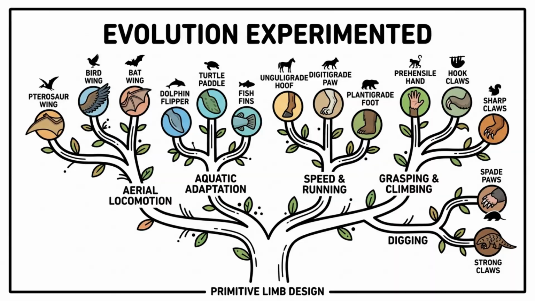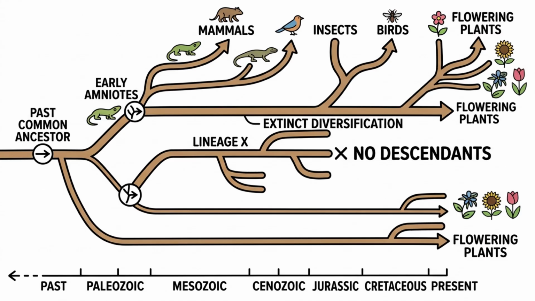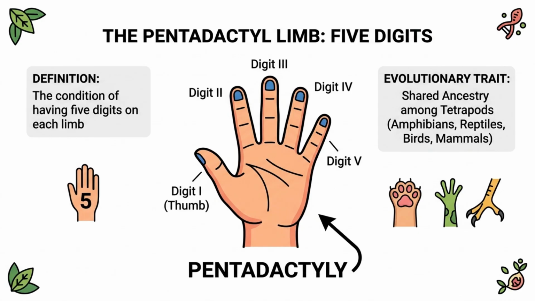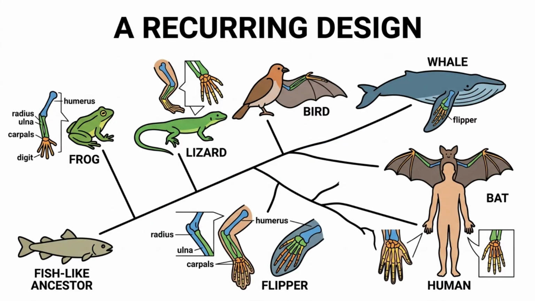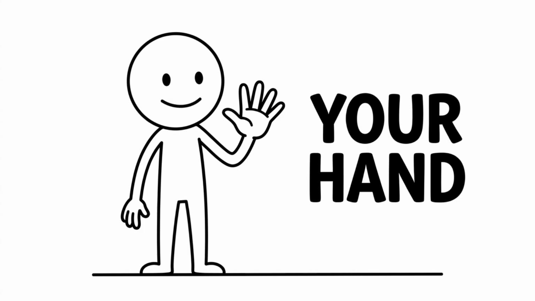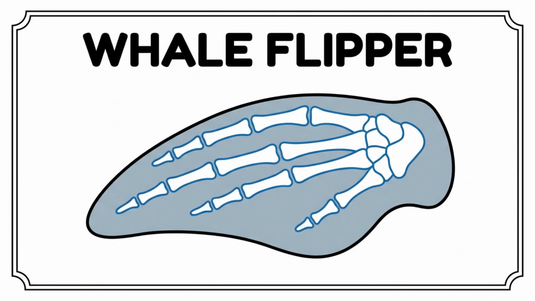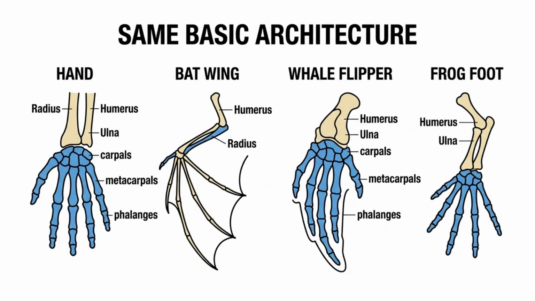Evolution experimented. It tried different solutions. Some worked, some disappeared, some left no descendants. Then, somewhere along the evolutionary road, 5 digits became the dominant pattern. This is called pentadactyly. It means having a limb with 5 digits, and it became one of the great recurring designs of vertebrate evolution. Your hand is one version, a bat wing is another, a whale flipper is another, a frog foot is another. The shapes are wildly different. The underlying architecture is remarkably similar.